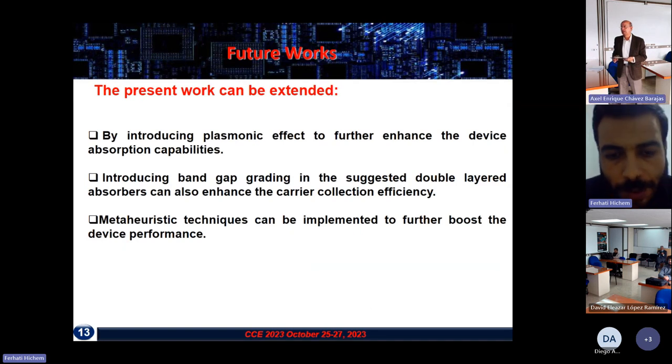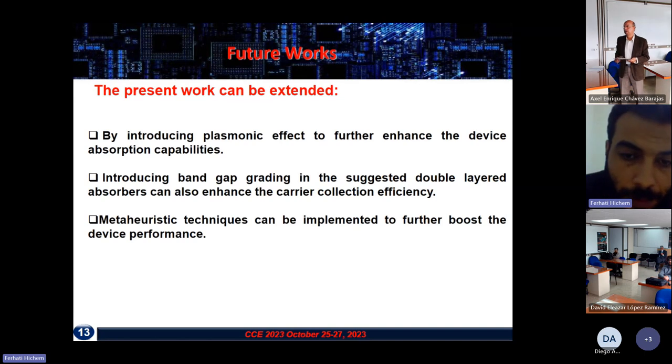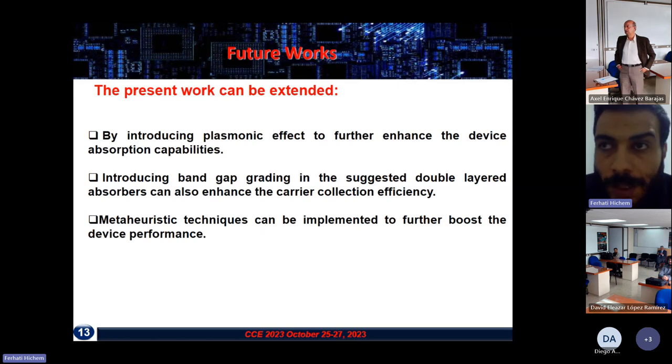Metaheuristic techniques such as genetic algorithm and particle swarm optimization are techniques that use random methods to optimize the device structure for achieving high efficiency. So the objective function will be maximizing the solar cell efficiency and selecting the appropriate design parameters, in our case, such as the thicknesses of both suggested layers, the appropriate ETL electron transport layer, and other parameters such as the doping and experimental parameters for achieving the highest efficiency. So these techniques, such as the genetic algorithm and particle swarm optimization, can be highly suitable for the maximization of the device efficiency.